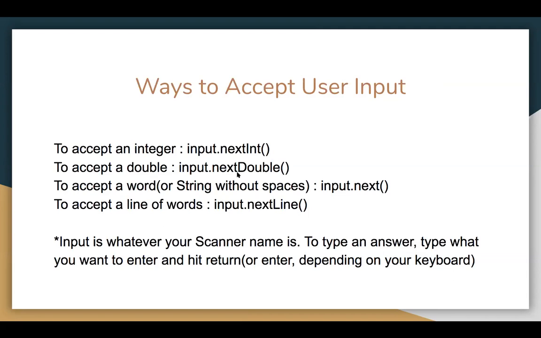To accept a double, input.nextDouble. To accept a word, or string without spaces, in this case a word means a string without spaces, input.next would be how you do it. And to accept a line of words, you do input.nextLine. The meaning of line is like a string with spaces. Again, input is whatever your scanner name is.